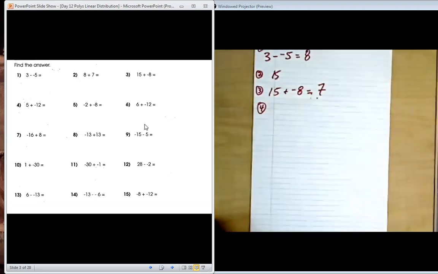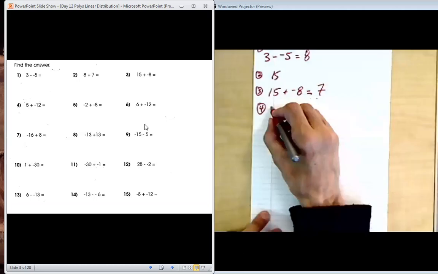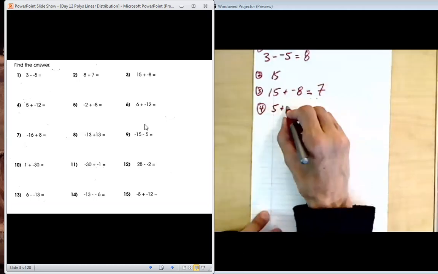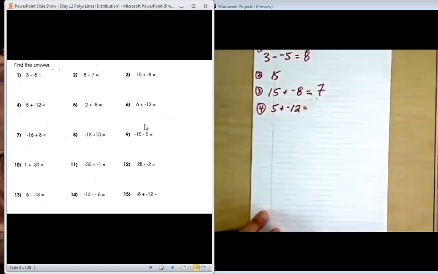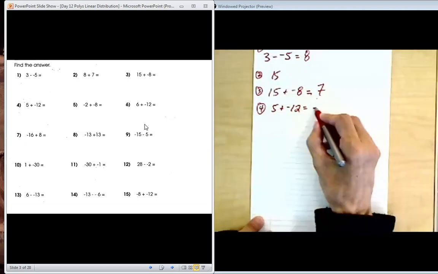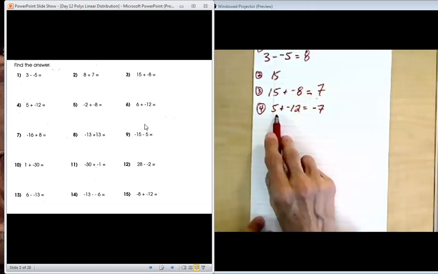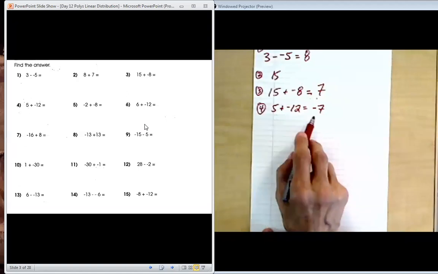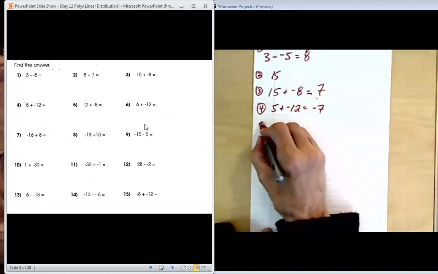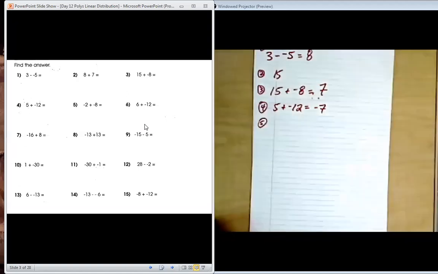Number 4. Where are we at here? Alicia, what do you got for this one? Minus 7. Minus 7 indeed. 5 steps above, and then you go way below. Right on. Ideal. Number 5 there, what do we got?